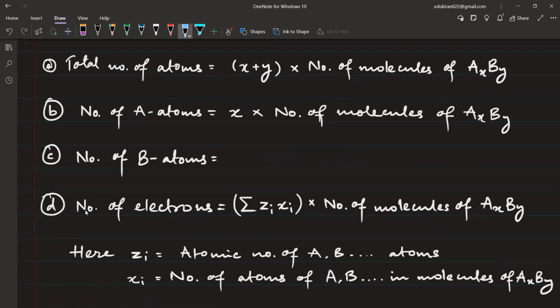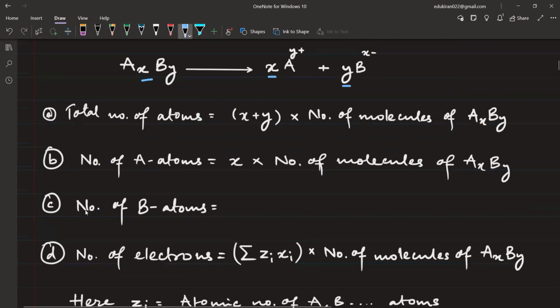Total number of atoms will be x plus y. What is x and y? X and y are the subscripts here, into the number of moles of molecules of AxBy. Number of A atoms will be equal to x, that is the number of atoms of A in AxBy, into the number of molecules of AxBy.